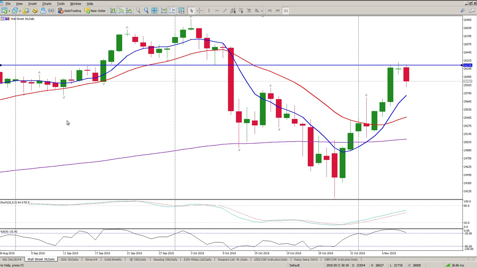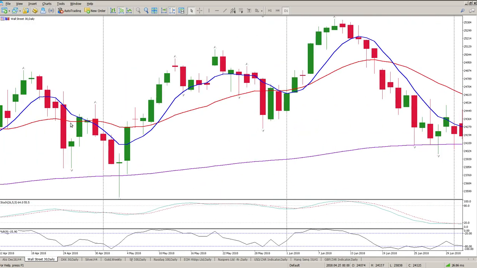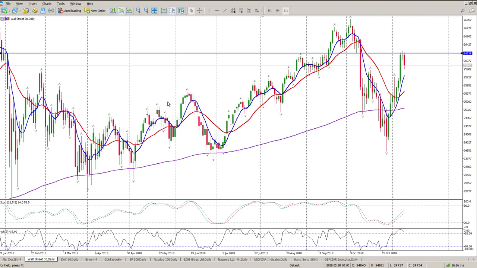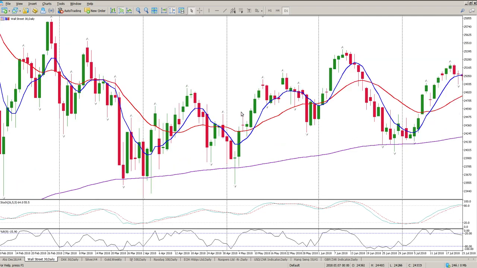The next thing to focus on right now: you need to spend some time, and now I'm just going to zoom out quite a bit, and realize that every peak and trough is a potential level. Now, you may be asking me, what are these little triangles that we have here? These are fractals.